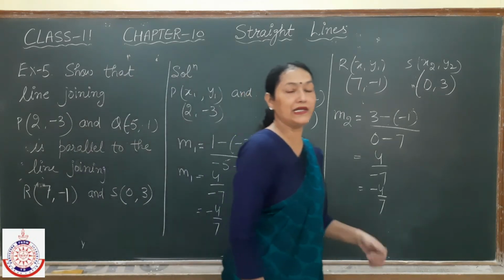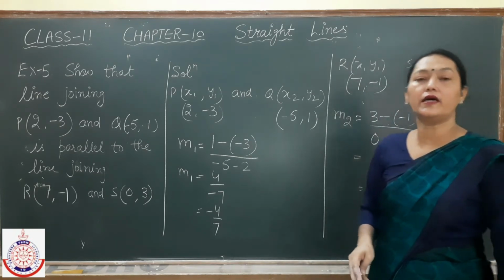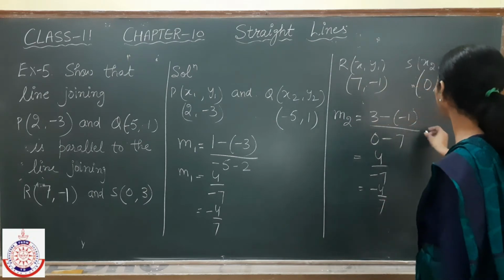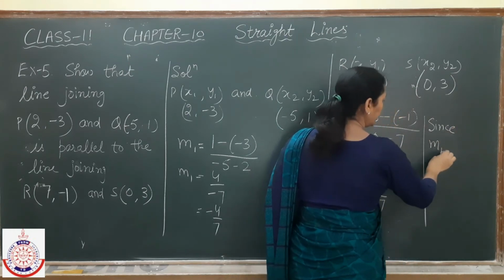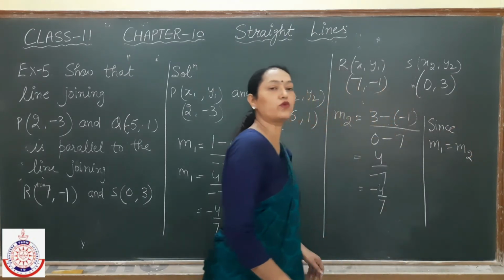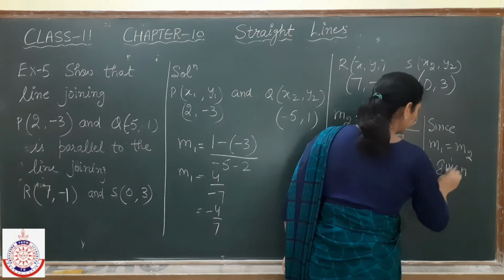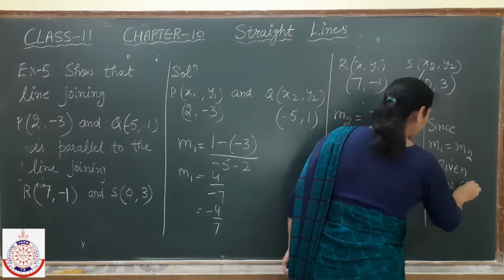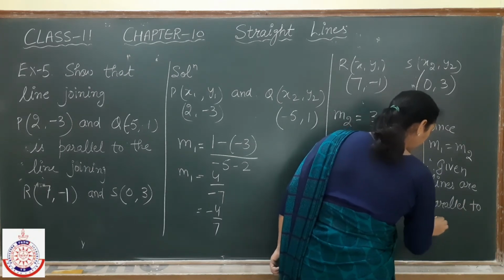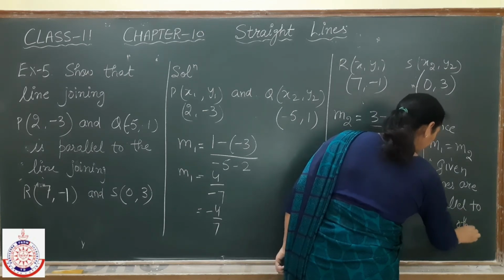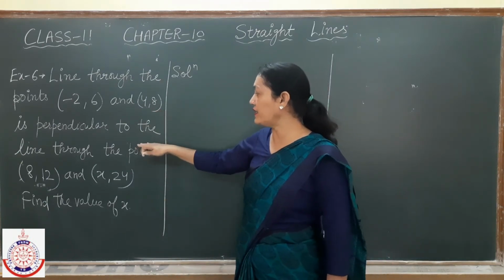So as you can see clearly, the value of both the slopes is coming out to be the same. That means given lines are parallel to each other. So what will we be writing? We are writing, since m1 is equal to m2, since both the slopes are equal, therefore given lines are parallel to each other.